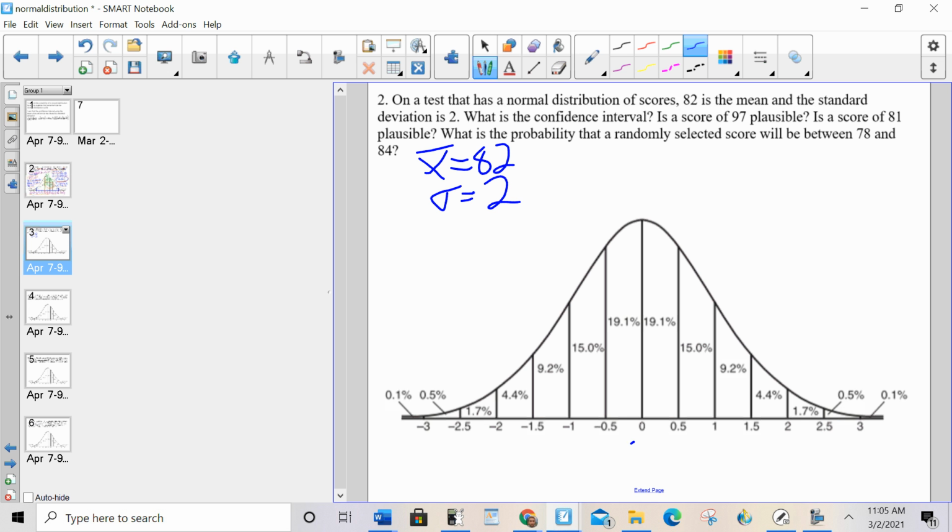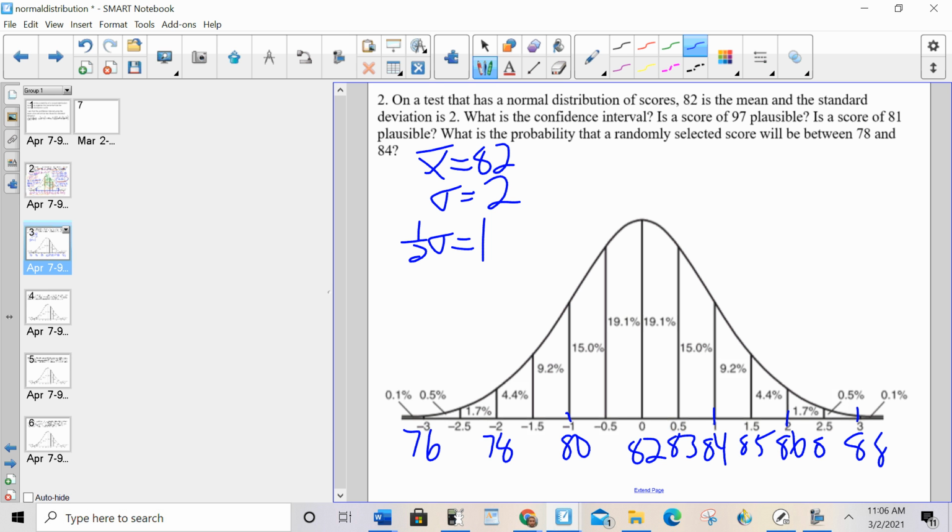So I put the mean at 0, and then if the standard deviation is 2, I'm going to add 2 to get to 1, add 2 more to get to the next full 1, add 2 more, then subtract 2 in the other direction, subtract 2, subtract 2. If I want to fill in the spaces in between, half of the standard deviation, half of 2, is 1. So that would be 83, 85, 87, 81, 79, 77.